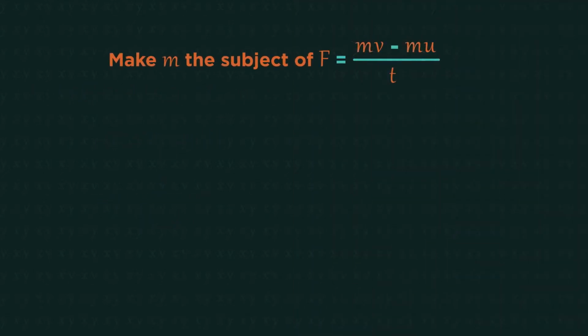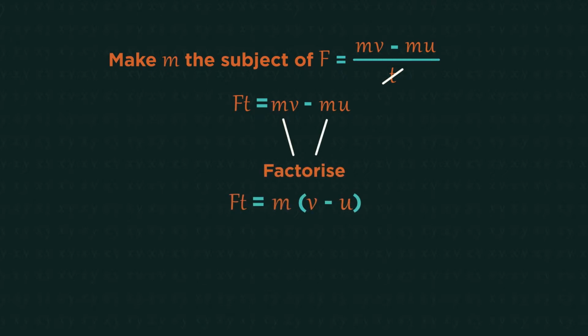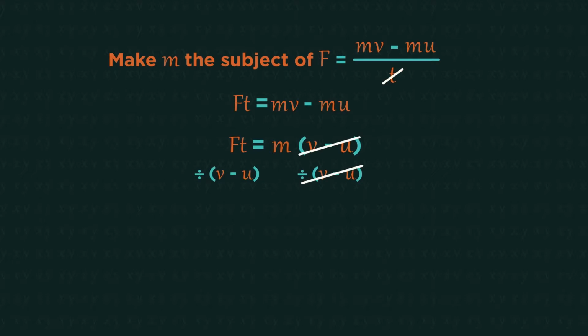M appears twice, so we know we'll probably need to factorise at some point. Start by moving the T, as that's least connected, to the M's. 2 M's means factorise the right-hand side. Now divide by the V minus U bracket, and you've changed the subject to M.